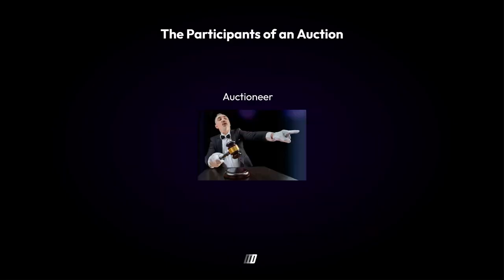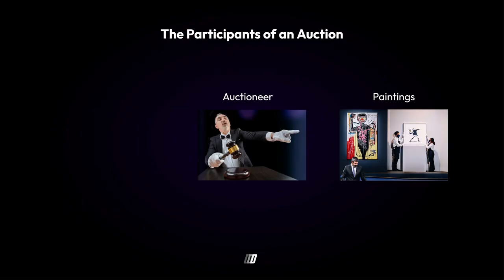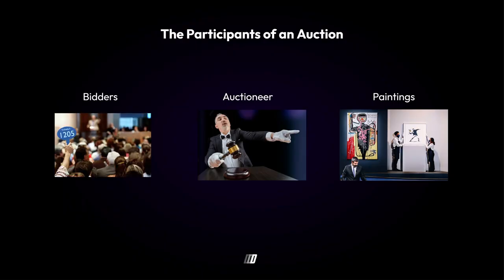So the participants of an auction, if we have to categorize them, are the auctioneer, the paintings themselves, so the sellers, the goods being sold at the auction, and the bidders. And in this case, the bidders would be the demand, the paintings would be the supply, and the auctioneer is the middleman, right?